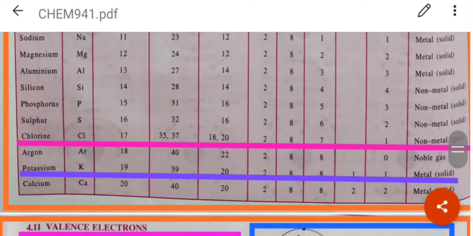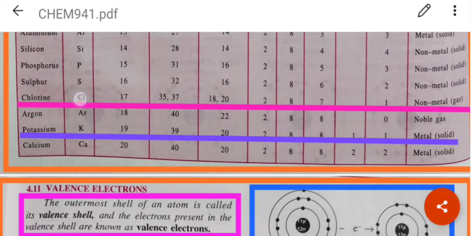The second example I'll take is of a non-metal. Chlorine, symbol Cl. Atomic number 17. There are two isotopes of chlorine having mass numbers 35 and 37. So the number of neutrons can be either 18 if the mass number is 35 and 20 if the mass number is 37. The distribution of electrons will be 2, 8 and 7. And what will be the valency? 1. How? Because the number of electrons in the outermost cell is 7, so we subtract it from 8. 8 minus 7 is 1.